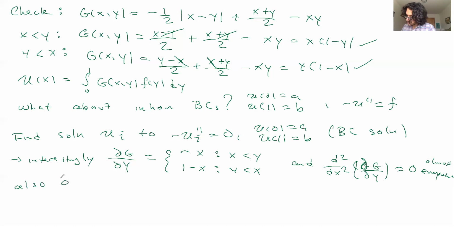Also, we can look at the boundary terms. So dg/dy at (0,1) is equal to minus dg/dy at (1,0), right? Because if I plug in 0, 1 here, then x is less than y, and I get a 0 here. And if I plug in 1, 0 here, then x is greater than y, and I have 1 minus 1, so I get back 0, right? So this is 0, okay?